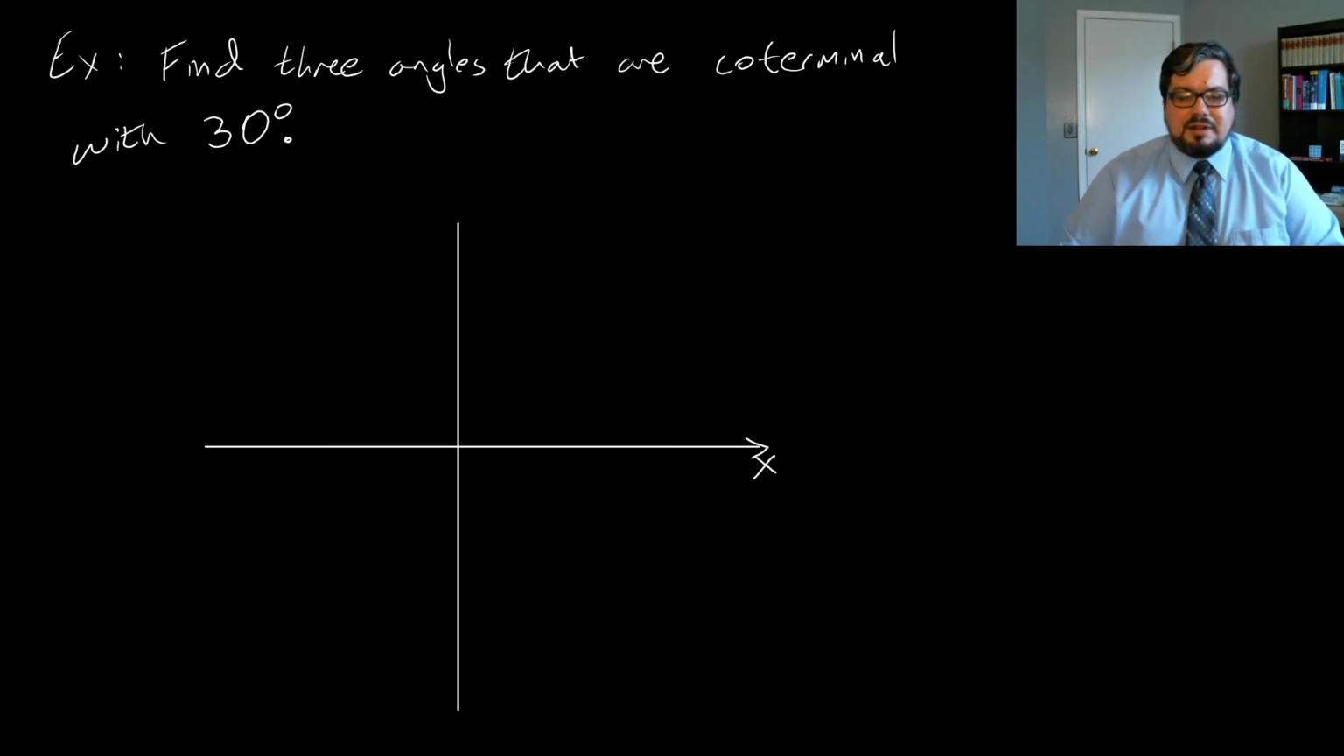So this direction here is 0 degrees, and the positive y-axis is the direction of 90 degrees. So if the positive x-axis is 0 degrees and the positive y-axis is 90 degrees, then 30 degrees is going to be somewhere in between. So we'll just sketch that out. So here's a 30-degree angle.